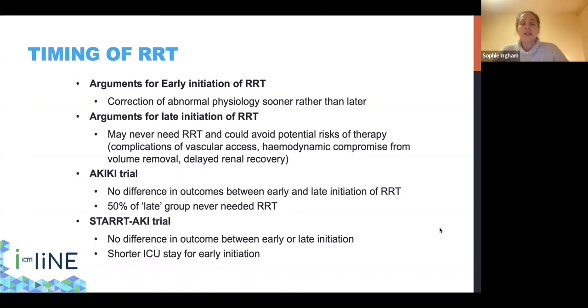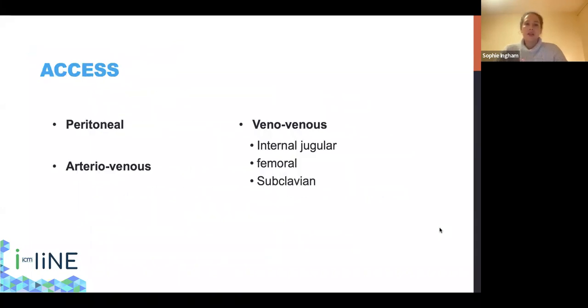And renal replacement therapy is not without complications. You get large fluid shifts and hemodynamic compromise. There are complications with vascular access, and it does take a big toll on the body having renal replacement therapy. So access. There are different ways that you can receive dialysis. You can have peritoneal, arteriovenous access, and veno-venous access. The first two, peritoneal and arteriovenous, are for patients who have more long-term chronic renal failure and need longer-term dialysis.